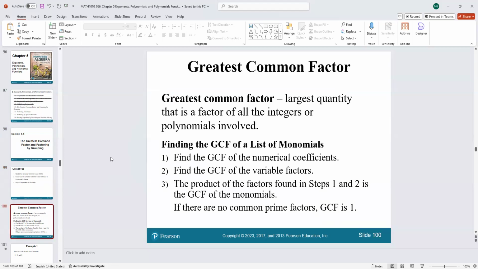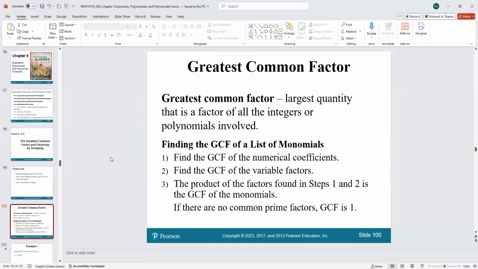The greatest common factor is the largest quantity that is a factor of all the integers or polynomials involved. How do we find that? Factoring is the reverse process of multiplication. It is the process of writing a polynomial as a product. So we need to learn how to find the GCF of a list of monomials. To factor a polynomial, we first need to factor out the greatest common factor of its terms, using the distributive property.